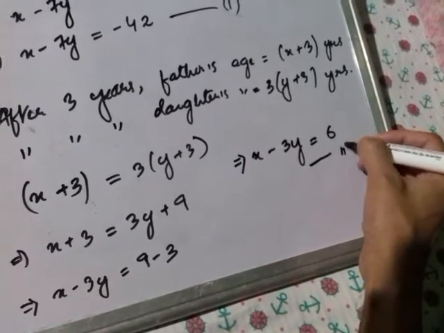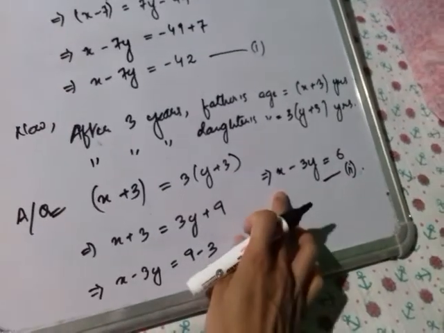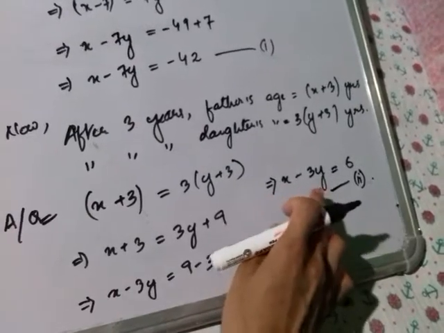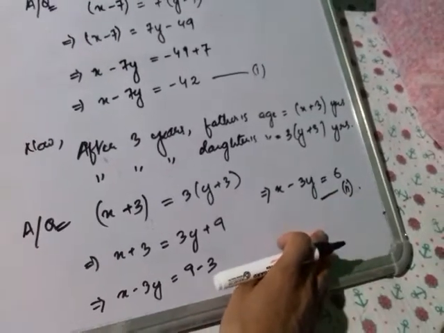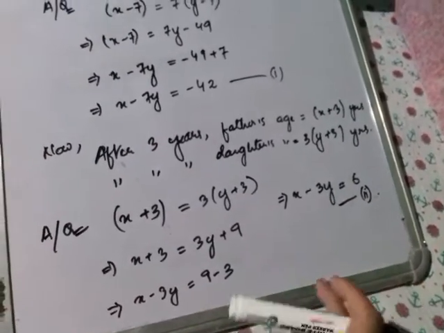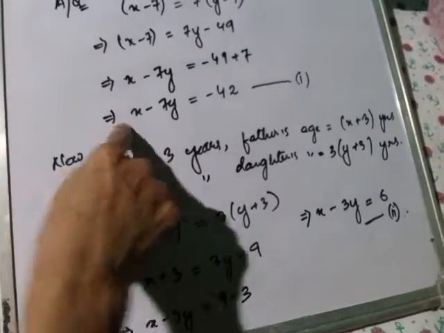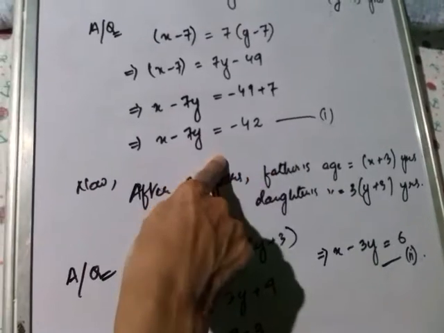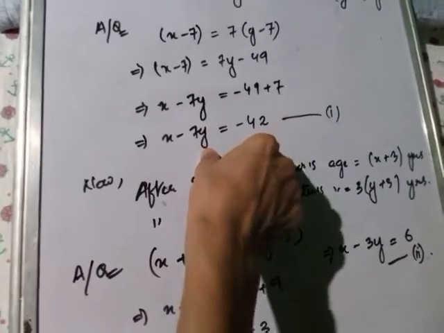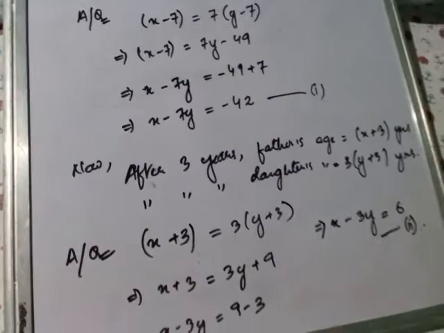This will be equation number 2. Equation number 2 is what? X minus 3y equals 6 is equation number 2. So now we will make it in a graph. This is how we represented it algebraically, that means we represented it in a polynomial form. Understand?